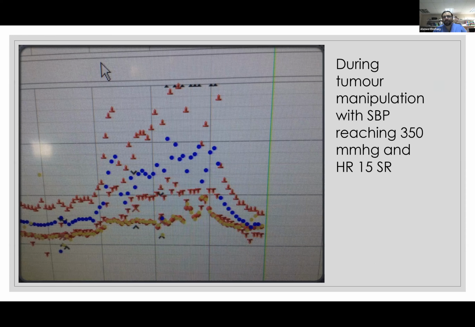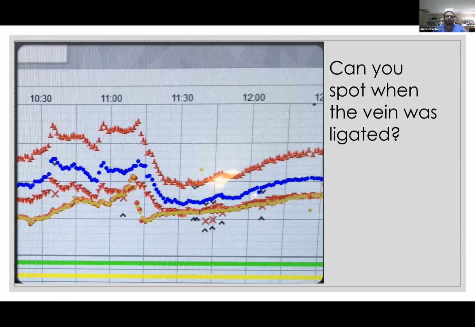Now, this picture is from my anesthetic chart, and during the tumor manipulation, the systolic blood pressure hit 350 millimeters of mercury. And it went down after 3 or 4 boluses of phentolamine and then GTN. Here is another patient with pheochromocytoma, and if you can see this slope down here, this is just after the ligation of the vein. The blood pressure dropped from 200 down to 100 in about 3 minutes.